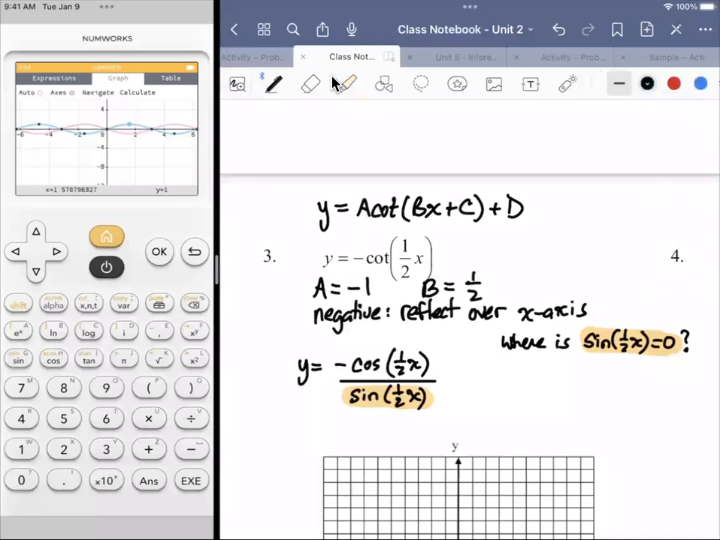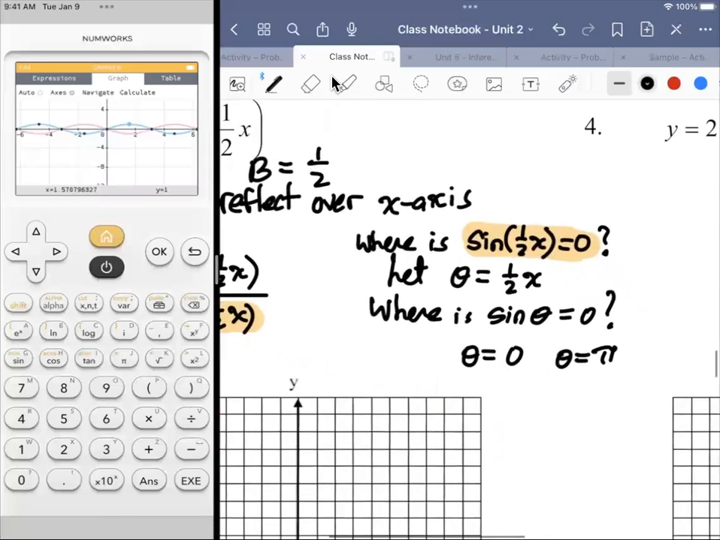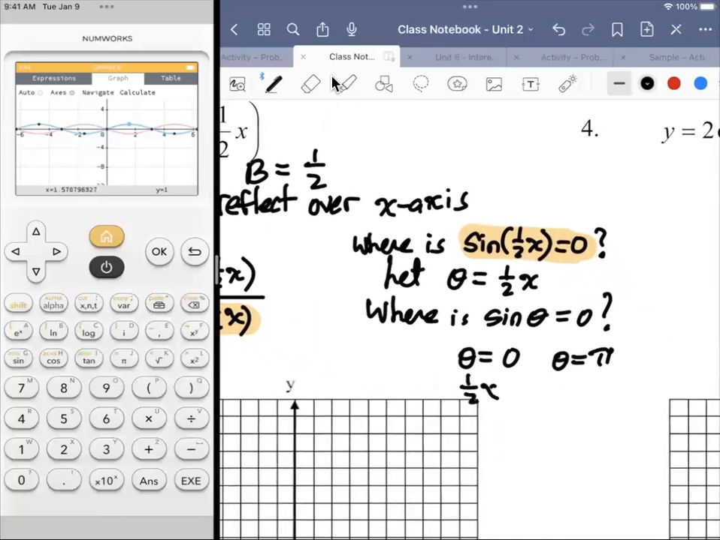I'm going to use a trick from before. I'm going to let theta equal 1/2 of x. So I'm asking myself, where is sine of theta equal to 0? That would be at 0 and pi. Figured that out before. So if theta is equal to 1/2 x, then 1/2 x is equal to 0, and 1/2 x is equal to pi. So x is equal to 0, and x would be equal to 2 pi.